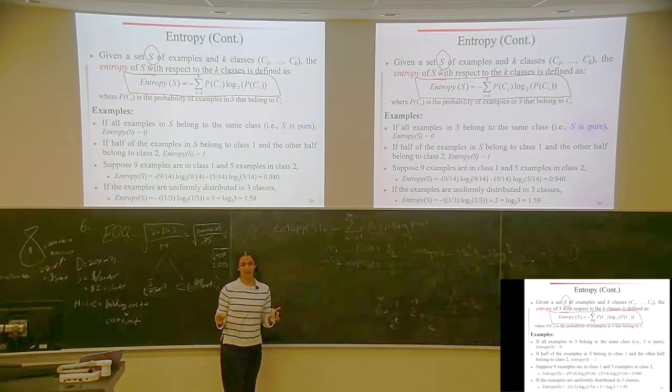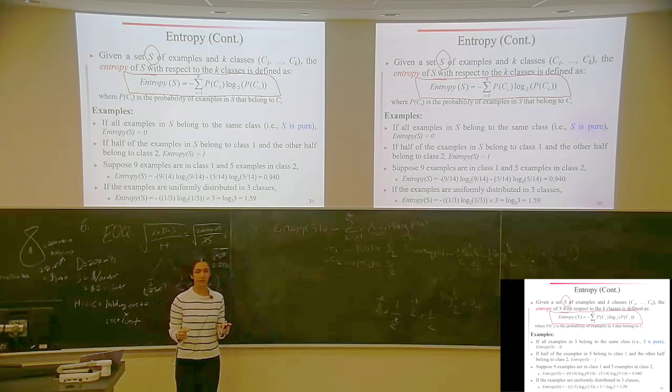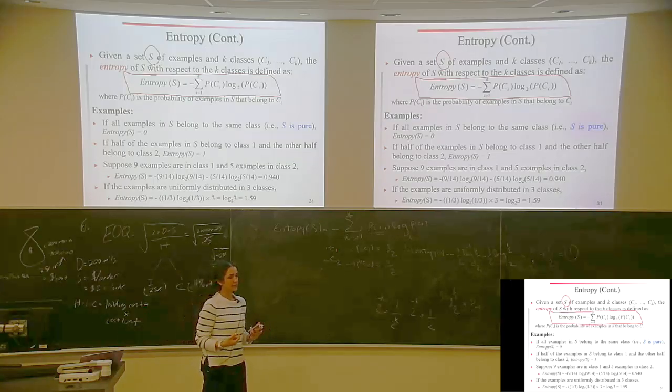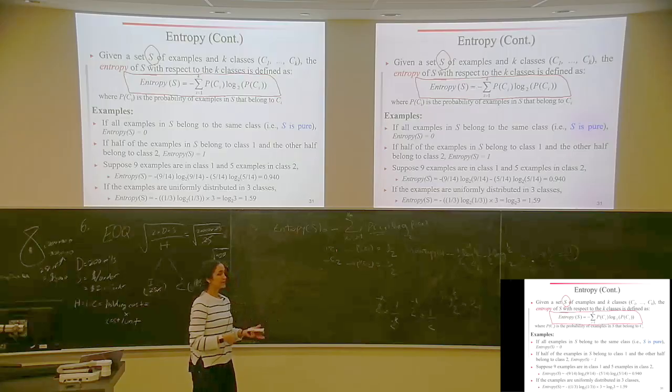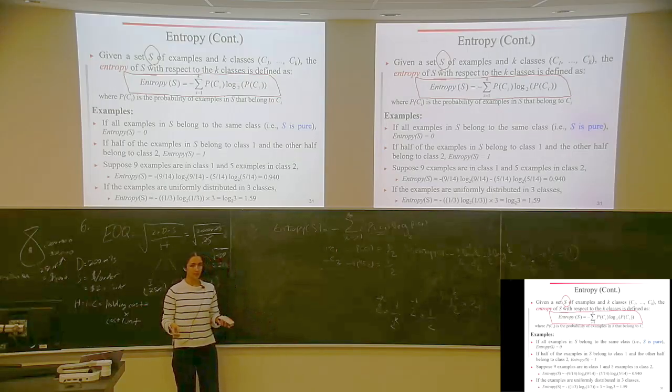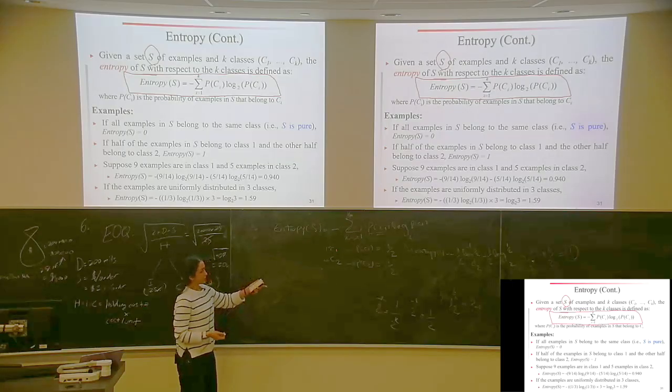So the maximum impurity is when you have, for example, let's say 2 classes, half instances belong to one class, half instances belong to the other class, right? That's the maximum confusion and impurity. And that's when your entropy is the highest, which is 1.